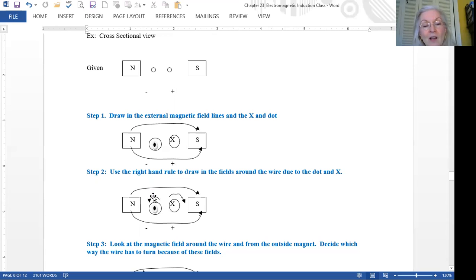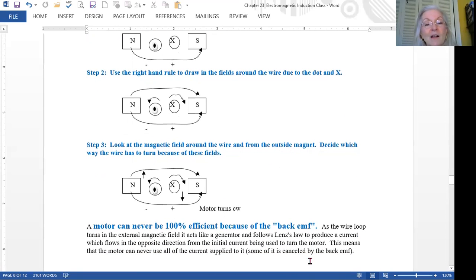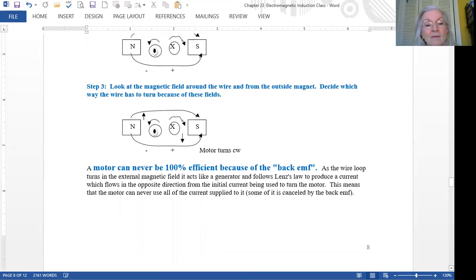The magnetic field lines attract each other because they point in opposite directions, and that will pull this entire wire up. And if the wire on the left goes up, the one on the right comes down. When the one on the right comes down, we're moving clockwise. And that's all there is to it. So motors turn, in this case, this one's going to turn clockwise.